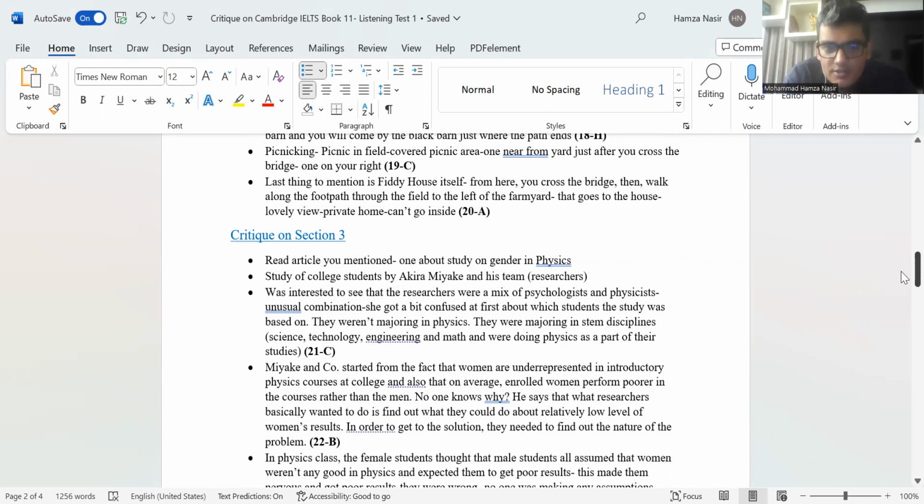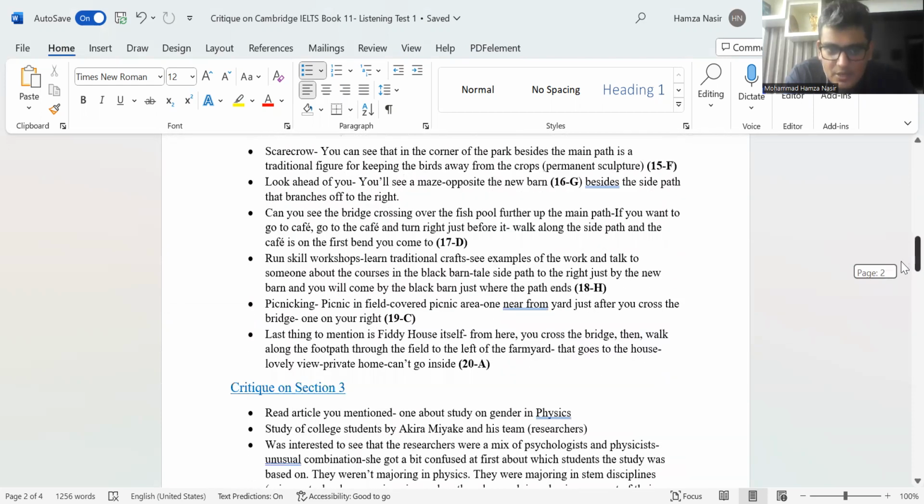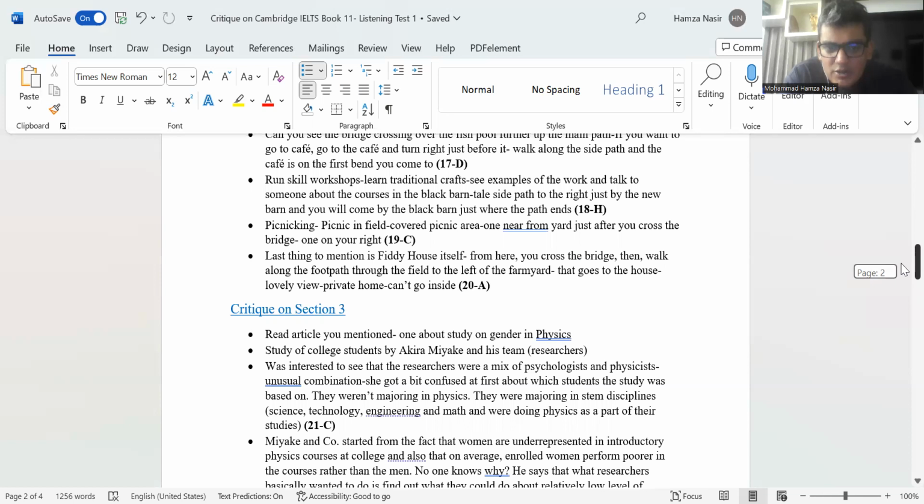First of all, there's a conversation between two students happening. One is a female student and the other is a male student. One student says they were interested to see that the researchers were a mix of psychologists and physicists. It's an unusual combination. She got a bit confused at first about which students the study was based on, which means she's talking about the answer to question number 21. In other words, what were the students majoring in? The student says they weren't majoring in physics.